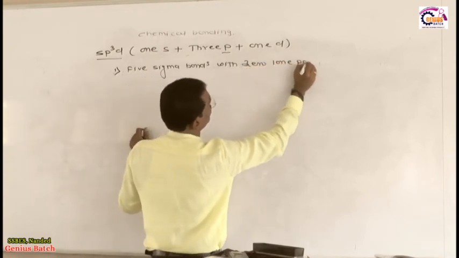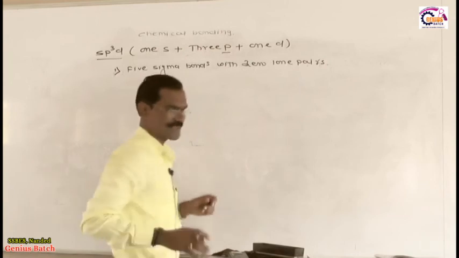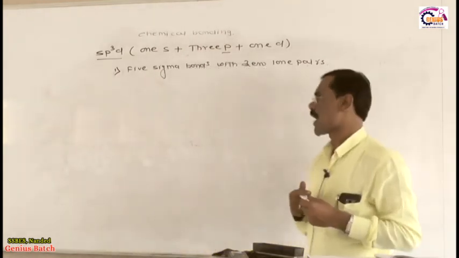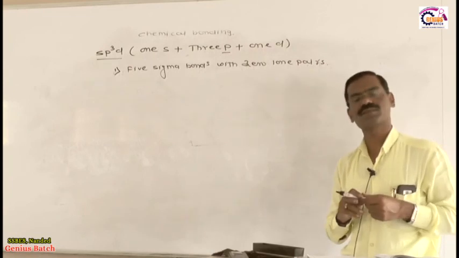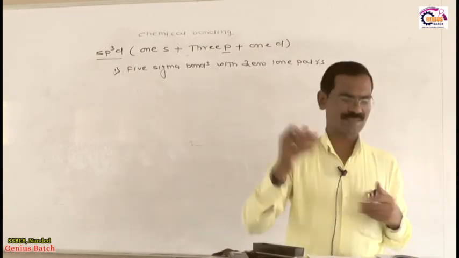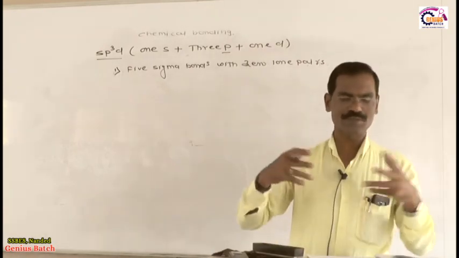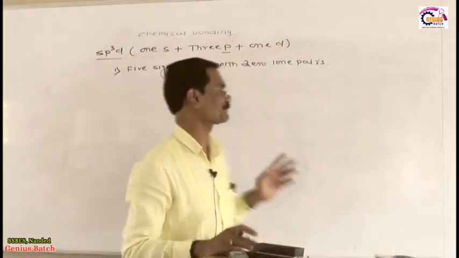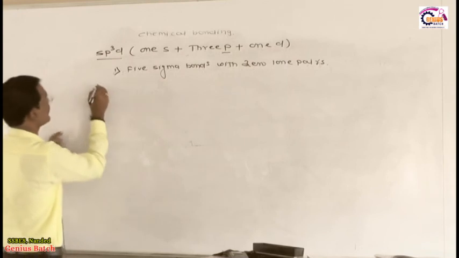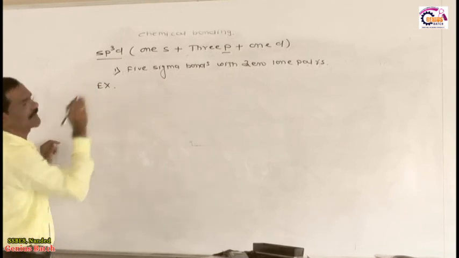Now dear student, which are the very important concepts related to this phenomenon? What happens in this case? 5 sigma bonds with 0 lone pair. This is the first very important case present in front of you. Now I am giving you so many examples in which 5 sigma bonds with 0 lone pair are there. Suppose for example we consider here an example, listen very carefully.